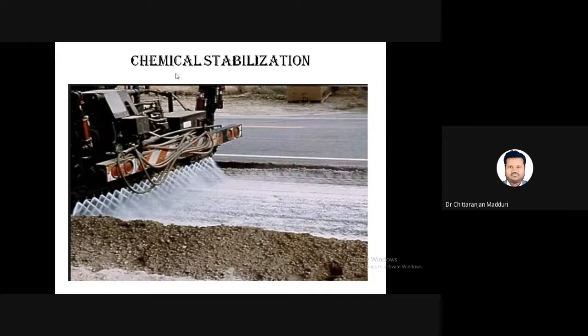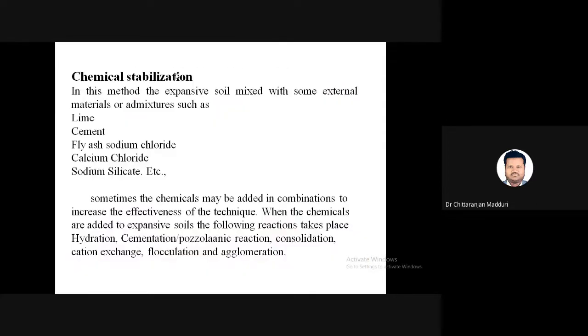The next one is chemical stabilization. In this method, the expansive soil is mixed with some external materials known as admixtures, such as lime, cement, fly ash, sodium chloride, calcium chloride, sodium silicate, etc. Sometimes the chemicals may be added in combination to increase the effectiveness of the technique.